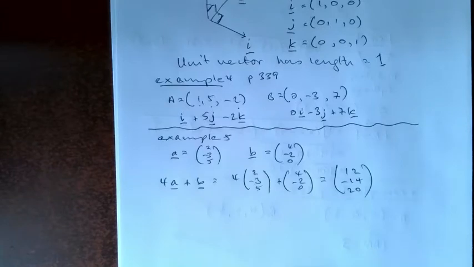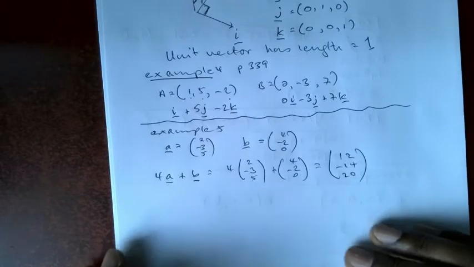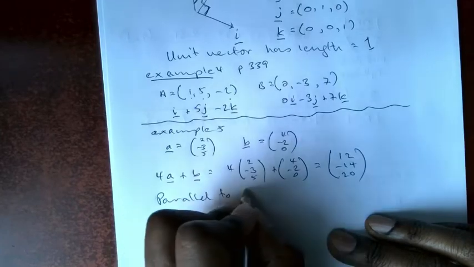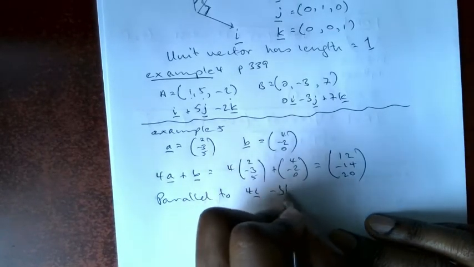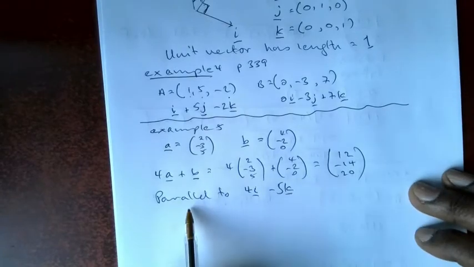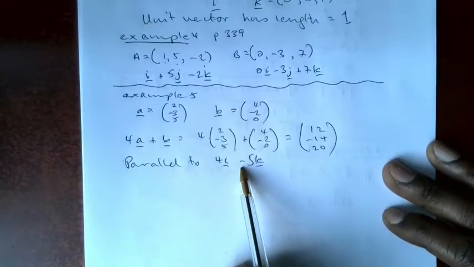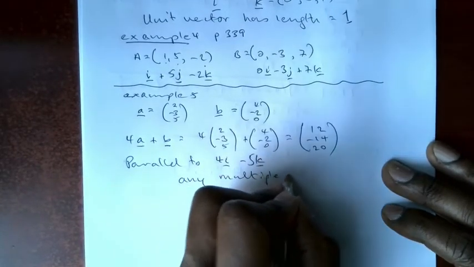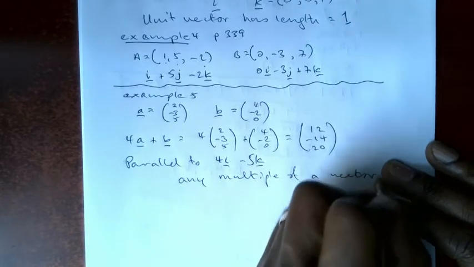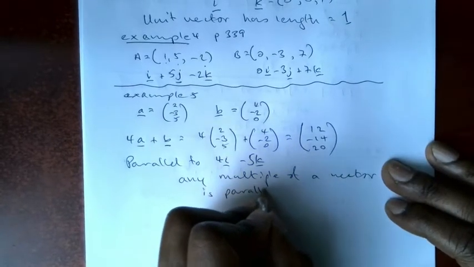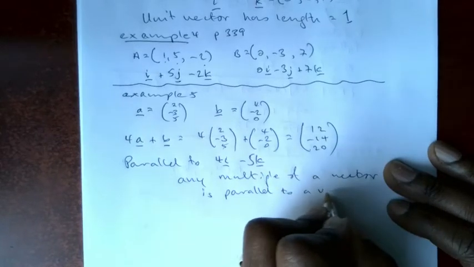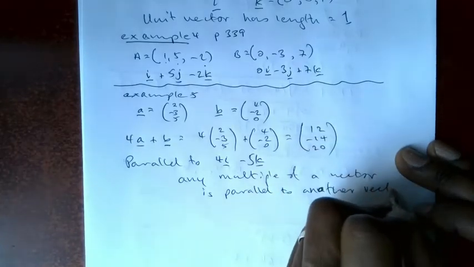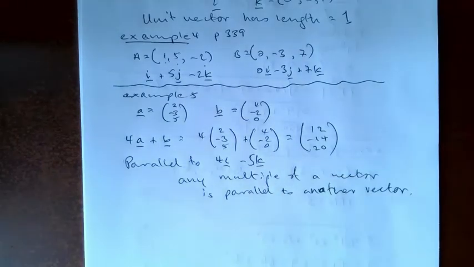It says whether either one of these vectors is parallel to this vector 4i minus 5k. Now I'm just going to tell you generally, if you've got a vector which is parallel to another one, it's going to be a multiple of it. So any multiple of a vector is parallel to another vector. Yeah, so it's easy enough.